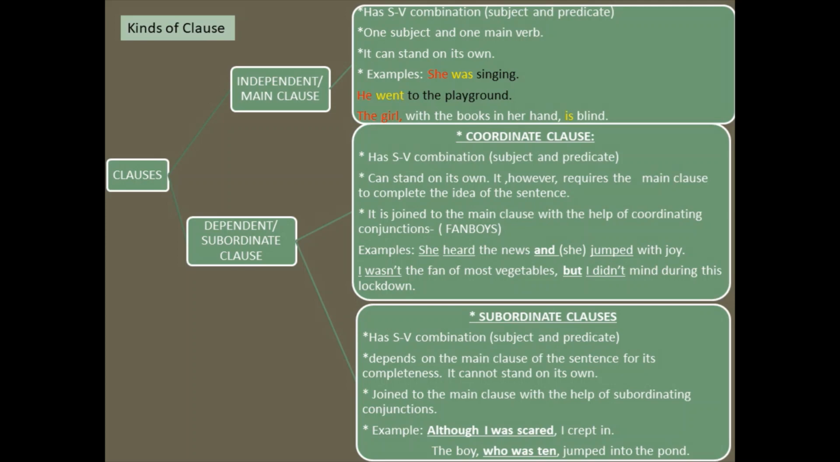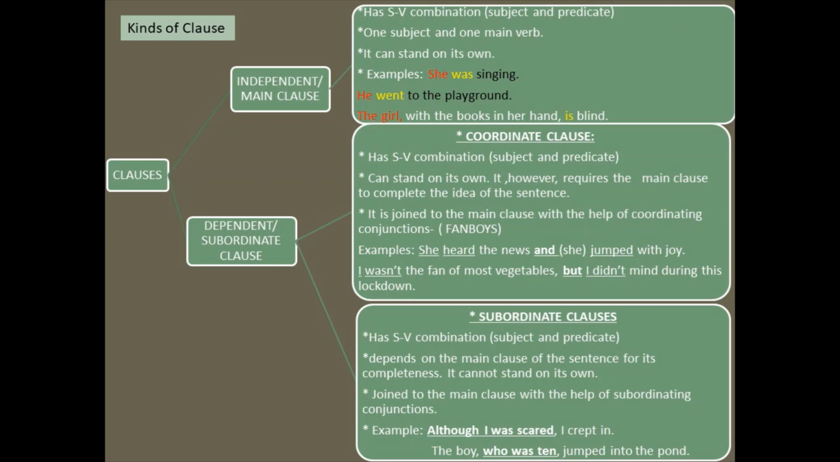Okay. Now, example: she heard the news and (she) jumped with joy. Now, why have I put that "she" in brackets? Because I can omit the repetition of the subject, because the subject is the same. When you have the same subject in both the clauses, we omit the subject in the second part of it. Okay. She heard the news and jumped with joy.